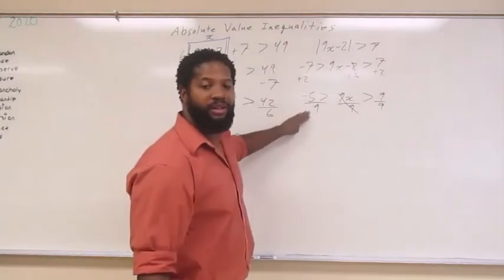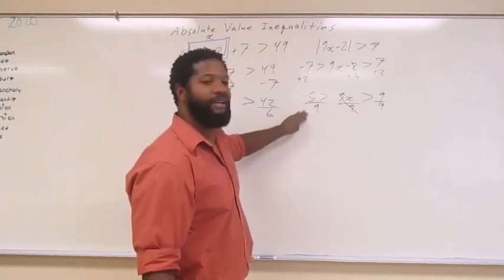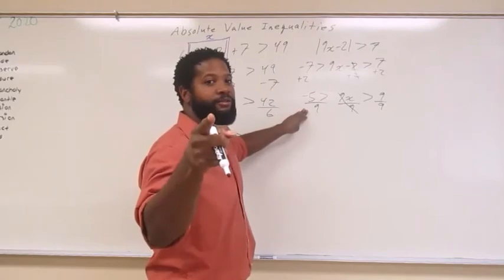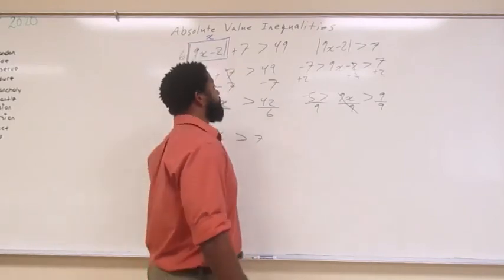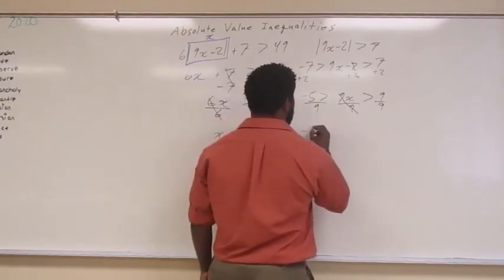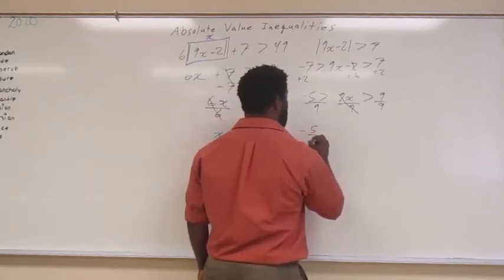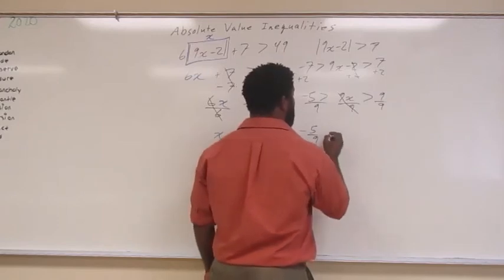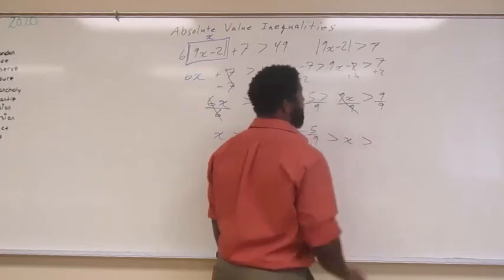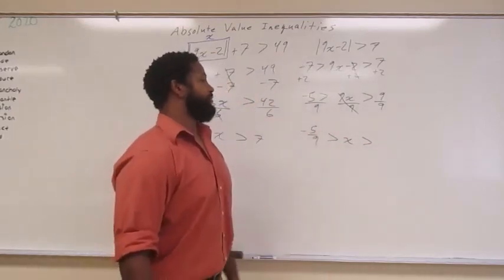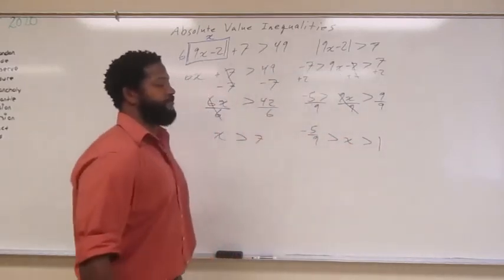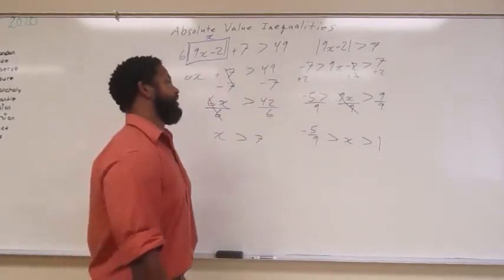I do not want any decimals, okay? Miss Burns, I'm talking to you. But good job. Negative 5 over 9 is greater than x, which is greater than, what is 9 divided by 9? 1. Okay? I do not want decimals.